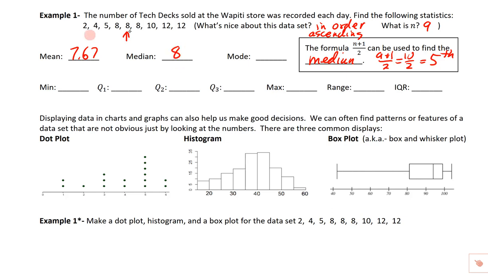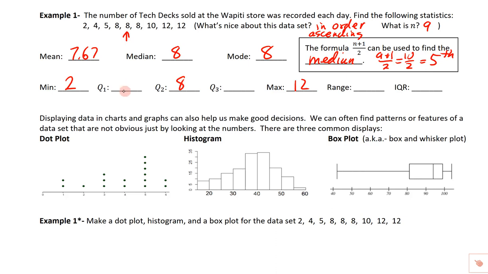And then the mode, which one happens the most often? Well, 12 happens twice, but 8 happens 3 times. So we're going to say the mode is 8. And then the minimum is the smallest one, so that's going to be a 2. The maximum, that's going to be the biggest one, that's going to be a 12. We know what Q2 is, that's the same as the median, so we're going to write an 8 right here.